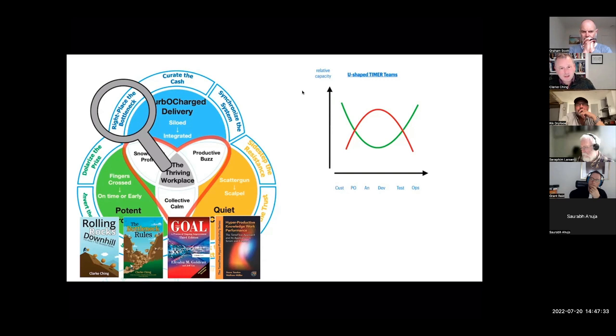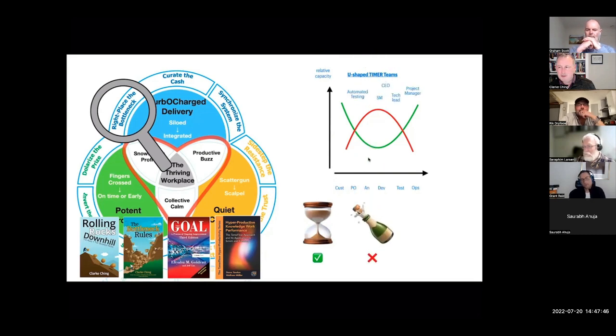But when we look at things on the screen there, you've got the U-shaped team there. And then I went through and put those guys on there. You might be describing, say, the CEO there. This is really, really, really common.